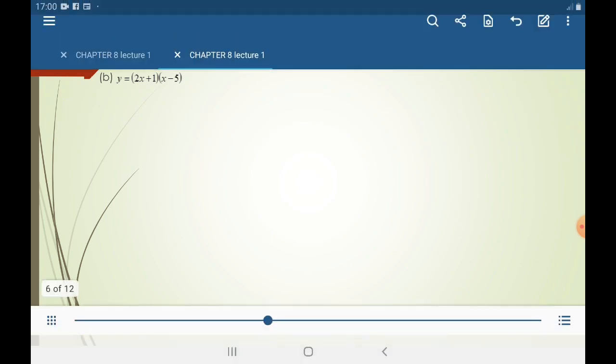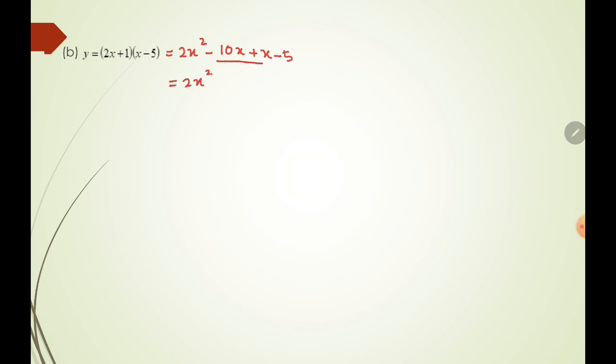Now we want to do example 1b. We have y equals 2x plus 1 multiplied with x minus 5, both in brackets. So first we need to expand this function. We will have 2x squared minus 10x plus x minus 5. When we simplify this, we will get 2x squared minus 9x minus 5. So this is the function that we need to use in the first principle formula by using limit.